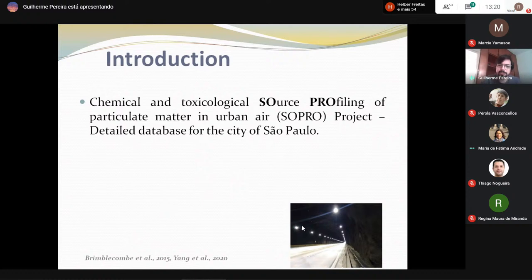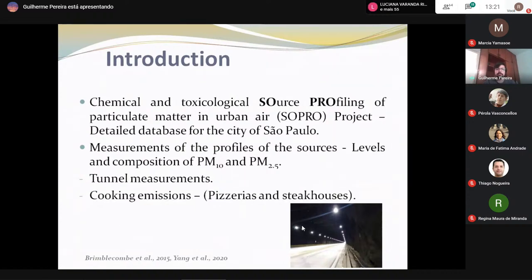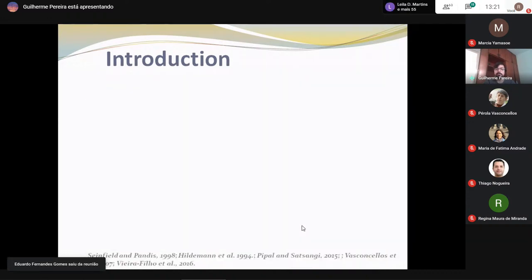Sorry for technical problems here. Well, I'm going to describe the project SOPRO, which is associated with METROCLIMA, the chemical ecological source profile of particulate matter in urban air project, which will provide a detailed database for the city of São Paulo. This includes measurements of the profiles of the sources concerning levels and composition of PM10 and PM2.5. It includes measurements which have already been performed: cooking emissions in pizzerias and steakhouses, which is an important source but not studied before, road dust sampling, and also dynamometer sampling, which is going to be performed soon.